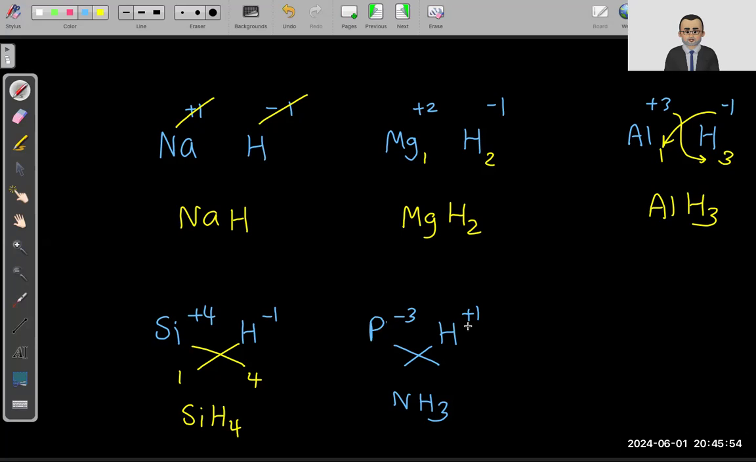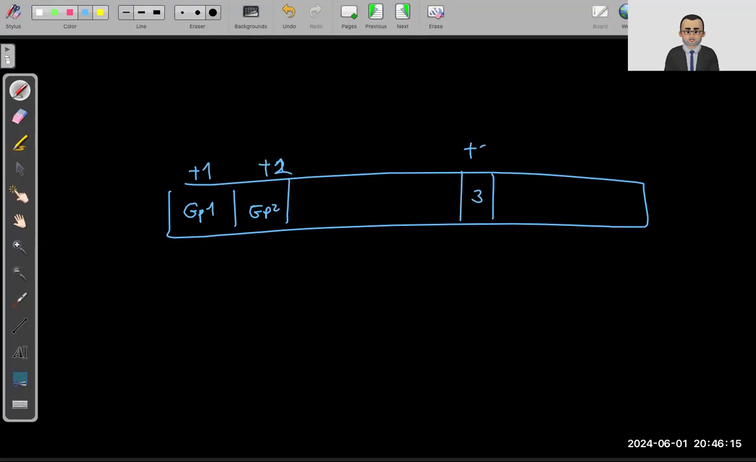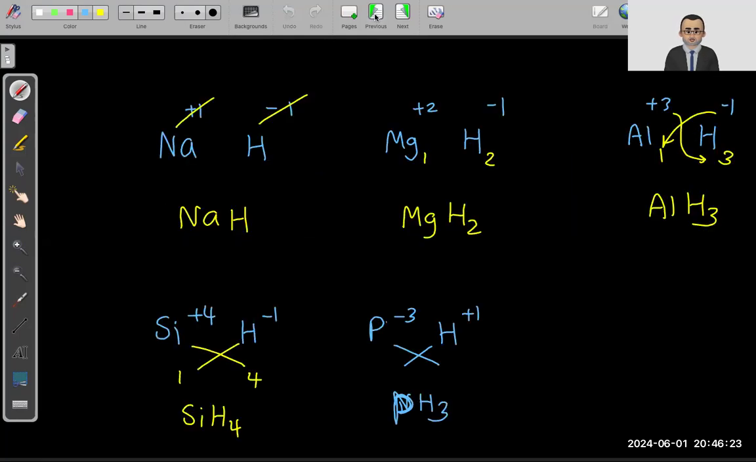Phosphorus is -3, and hydrogen is +1, so it becomes PH3 when you reverse the numbers. Where did you get these numbers from? +1, +2, +3, +4? It's as we agreed before. Any element in group 1 becomes +1. Any element in group 2 becomes +2. Any element in group 3 becomes +3. Any element in group 5 becomes -3. Group 6, -2. Group 7, -1. You have to memorize this very well.